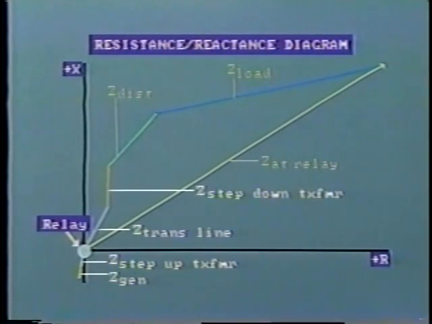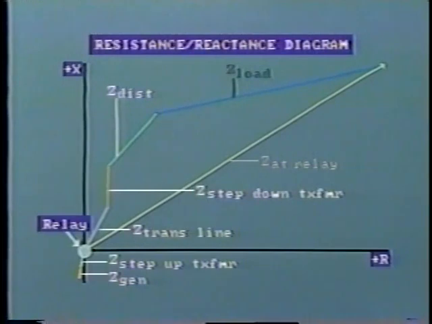The impedance of the step-down transformer is shown at almost 90 degrees. And here is the combined impedance of the distribution line and distribution transformer. Note that the impedance of the distribution system is at a lower phase angle, at about 40 degrees.